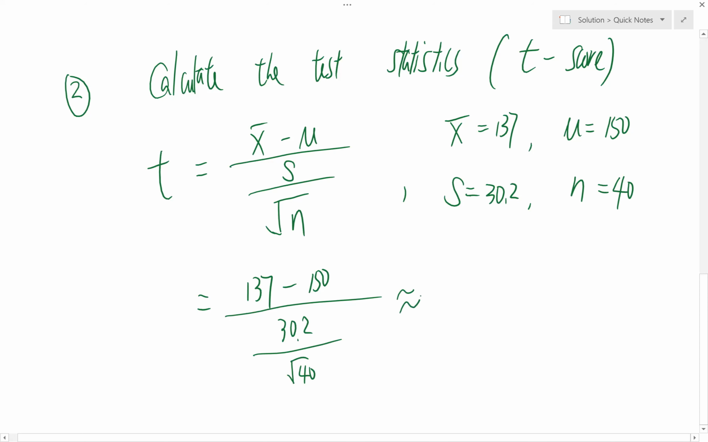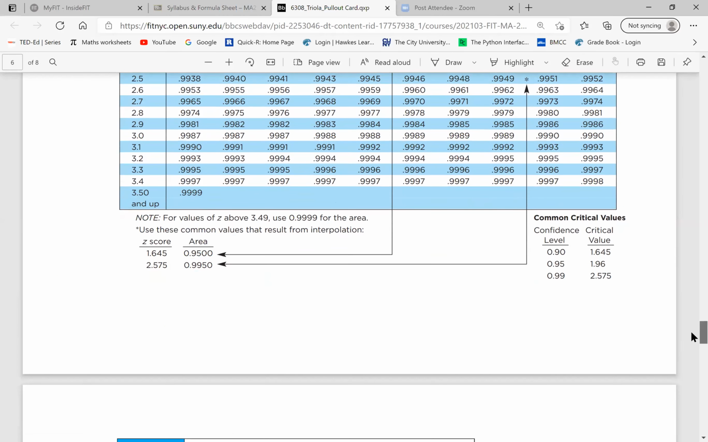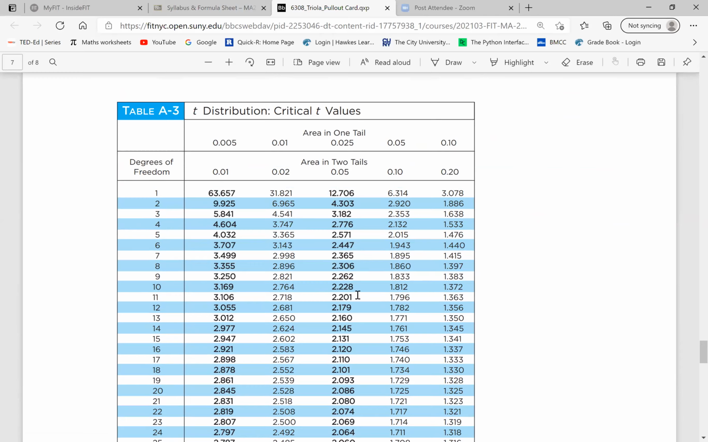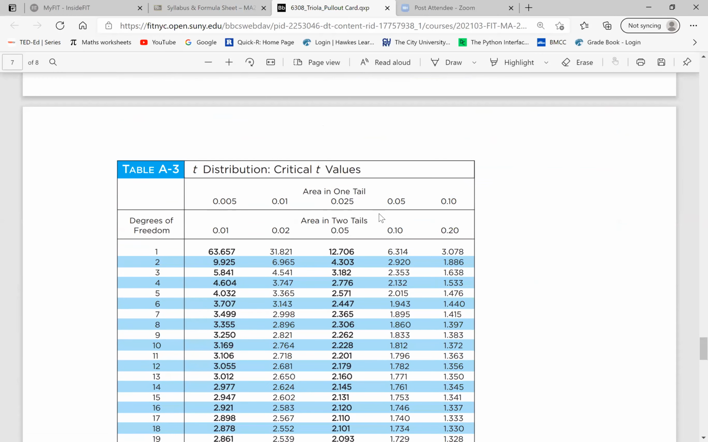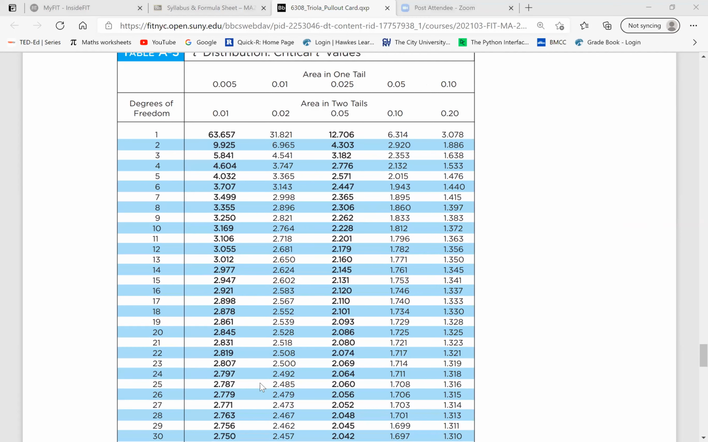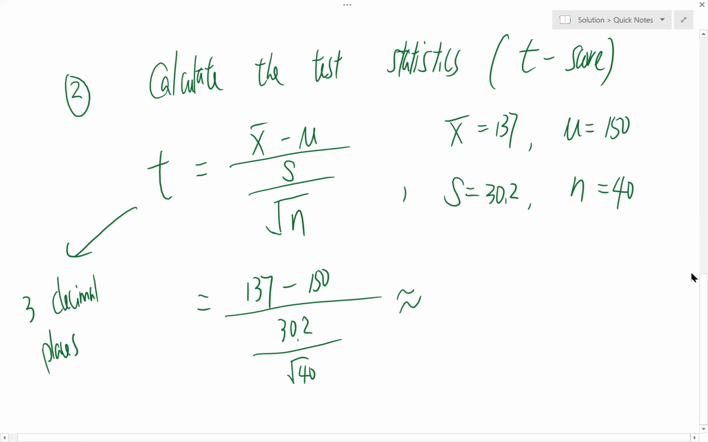And notice that the student t-score must be rounded to 3 decimal places. I'll tell you why in a second. If you go back to table A3, so this is table A2, right beneath it is table A3. You see all these critical t-scores have 3 decimal places. That is why we want to keep it consistent. So the t-score we're calculating must have 3 decimal places. So that's the reason we keep the t-score to 3 decimal places. And from here, let's calculate the test statistic, the t-score.